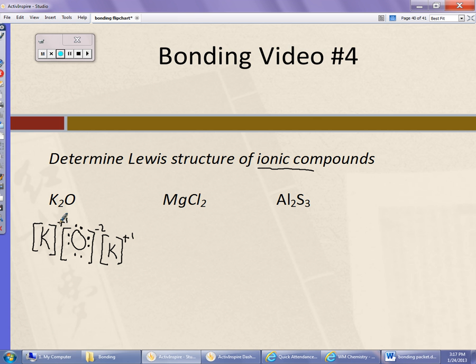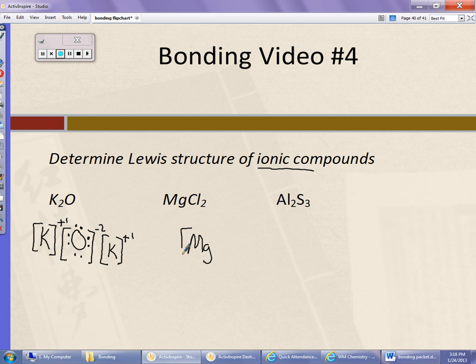Last thing to notice, plus 1, negative 2, plus 1. We want to alternate them. We don't want to put the 2 potassium side by side because they would repel. We want to have it go plus, minus, plus. Always alternate your charges.